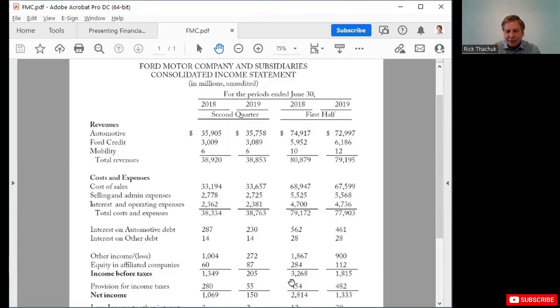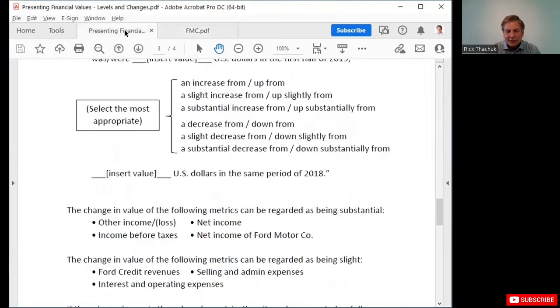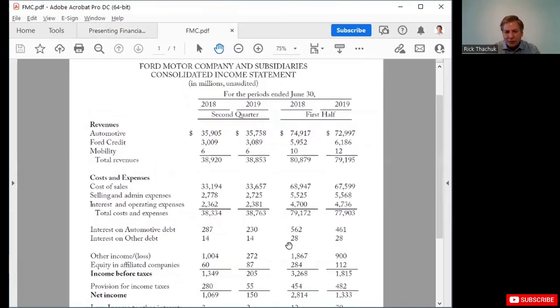Take a look at income before taxes. Well, it's down. It looks substantial to me. Let's take a look at our list. Yeah, income before taxes is right there, and we'll consider that change to be substantial. So we're looking at the same thing, a substantial decrease from or down substantially from. Can you present income before taxes for me, please?